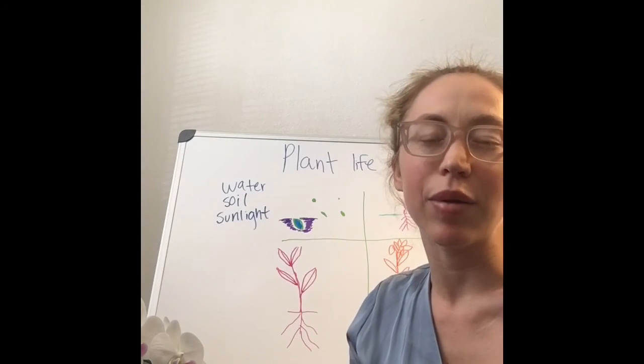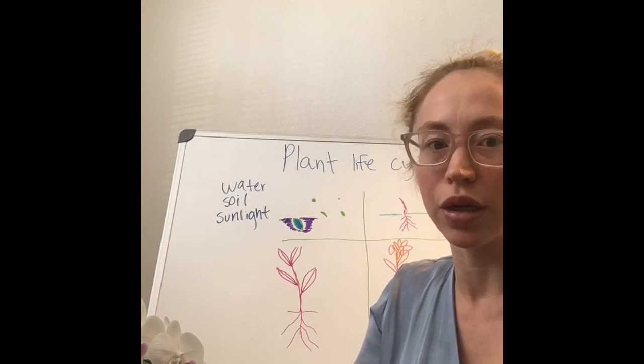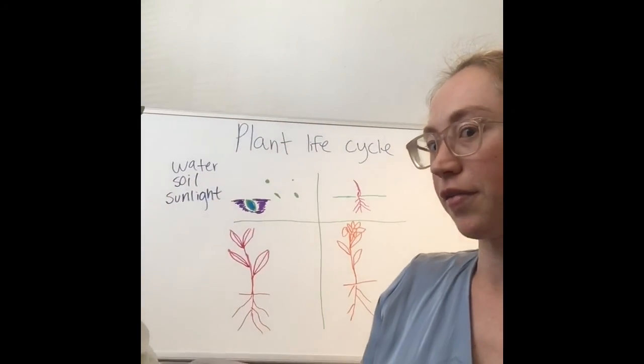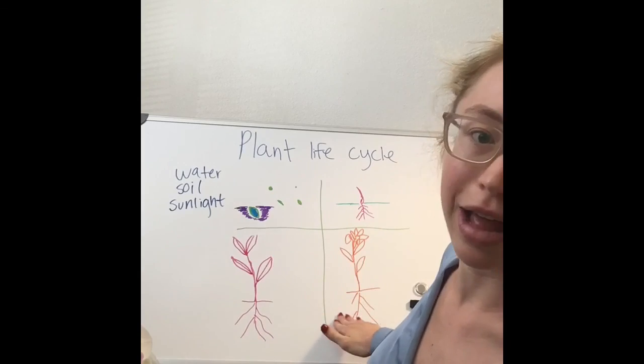To close the class, I will pass around markers and paper and have each child draw their own interpretation of the 4 different phases of the plant life cycle that we covered in class.